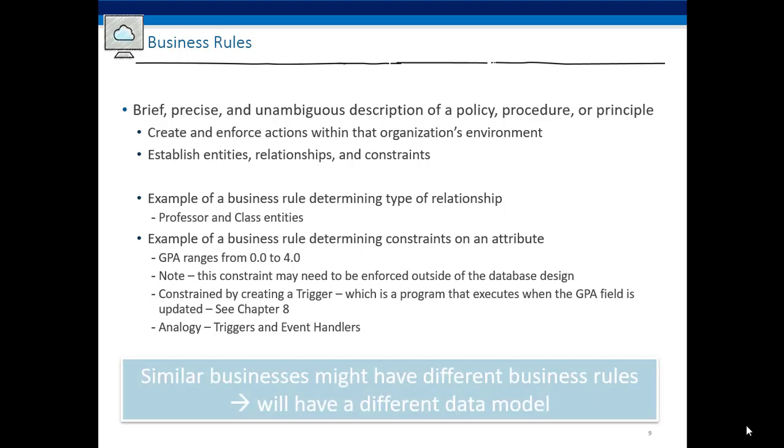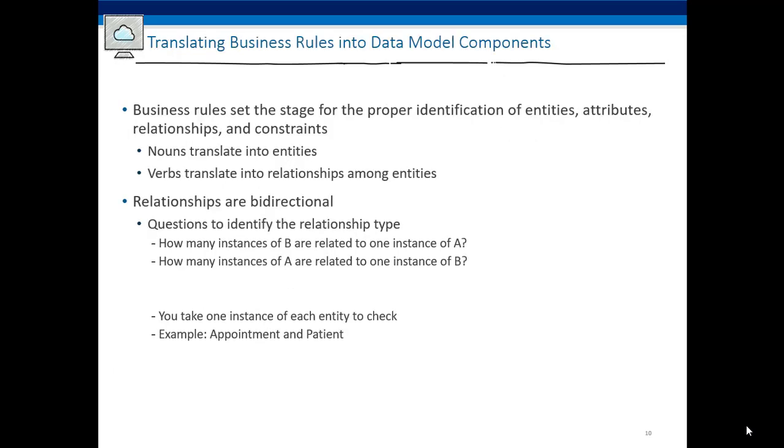I hope you see that similar businesses might have different business rules. And this is why a lot of database design is customized and not out of the box, because the database has to follow the rules of that business. Again, emphasizing the importance of business rules and the data model components. Business rules are how you're going to identify entities, attributes, relationships, constraints. When you're describing the business, if you hear a noun, you're going to think entity. If you hear a verb, you're going to think a relationship among the entities.